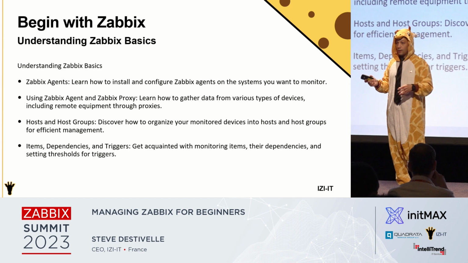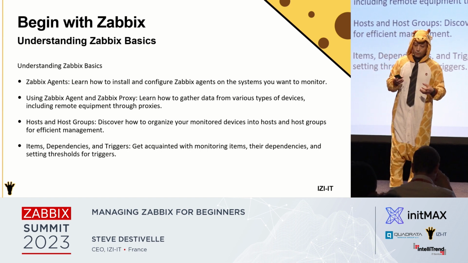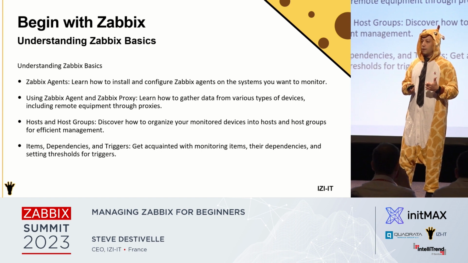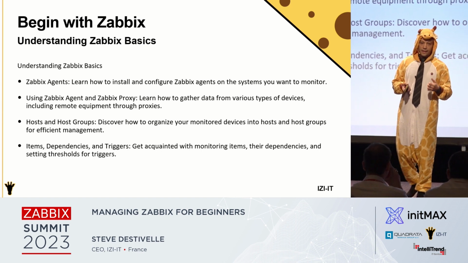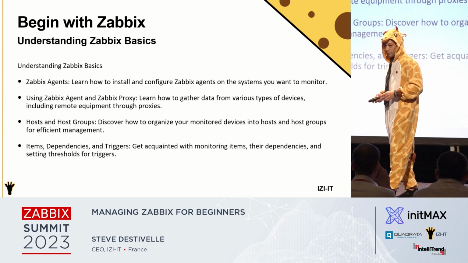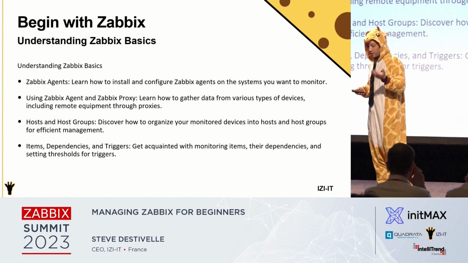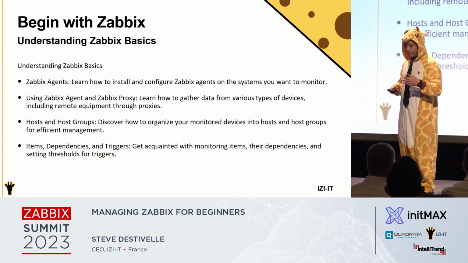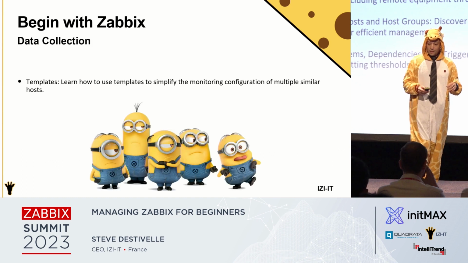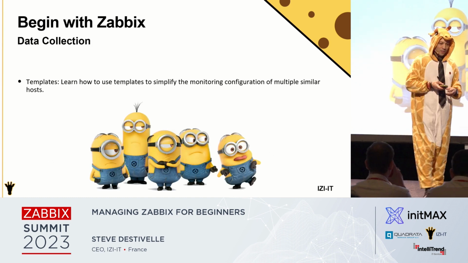And with triggers, make use of the correct functions. Instead of using the last function, for example, you use min or max with a value or a number of collected values. That's how you learn about the basics of Zabbix.